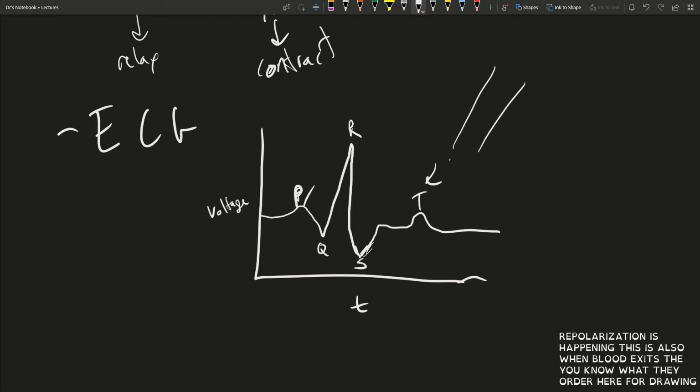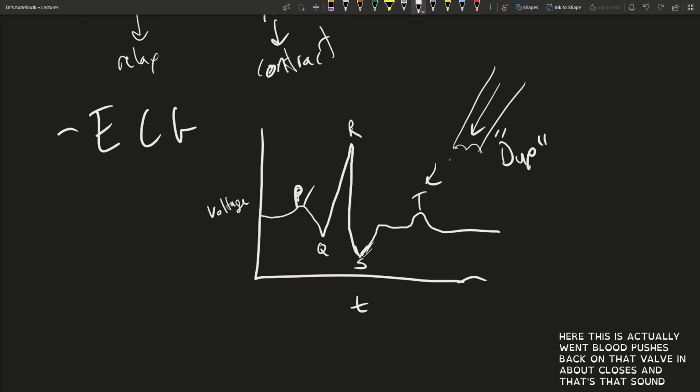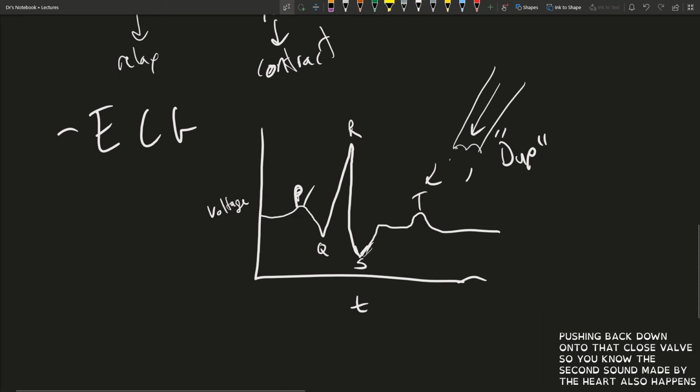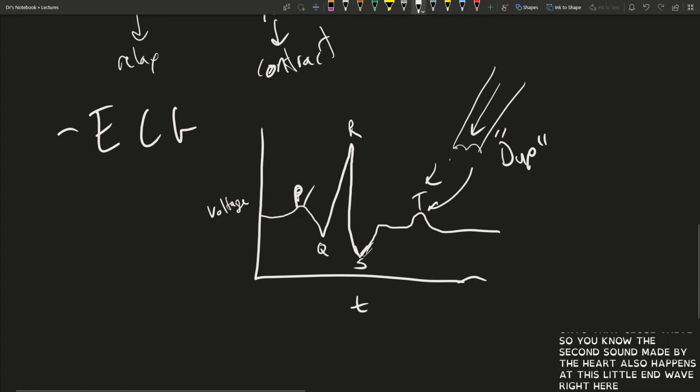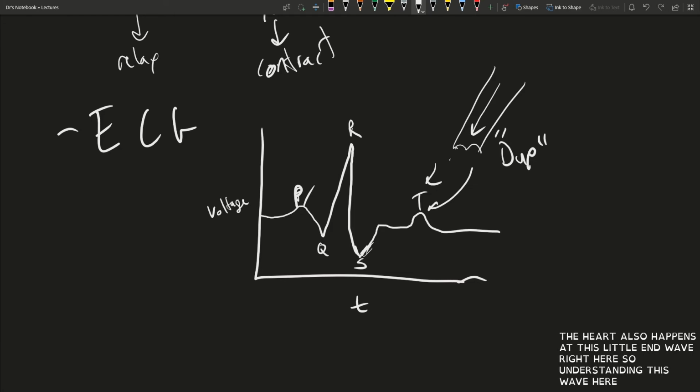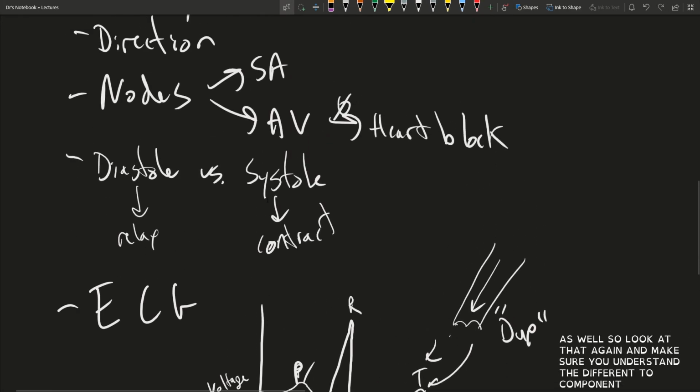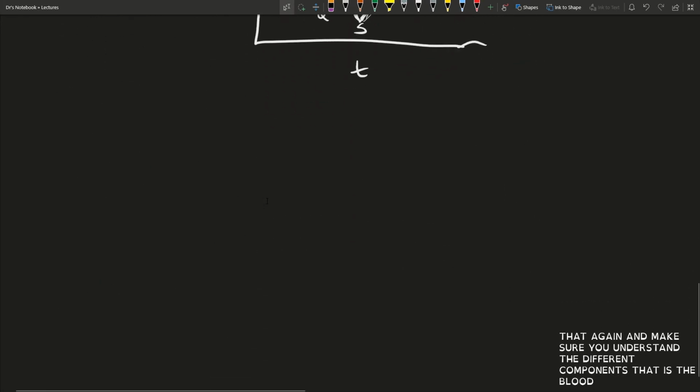If we're drawing the aortic valve right here, this is actually when blood pushes back on that valve, and that valve closes, and that's the dup sound we hear when listening to our heartbeat. That's actually the blood pushing back down onto that closed valve. So the second sound made by the heart also happens at this little end wave right here. So understanding this wave here is really important. I know we drew that out in the laboratory as well, so look at that again and make sure you understand the different components. All right, that is the heart chapter.